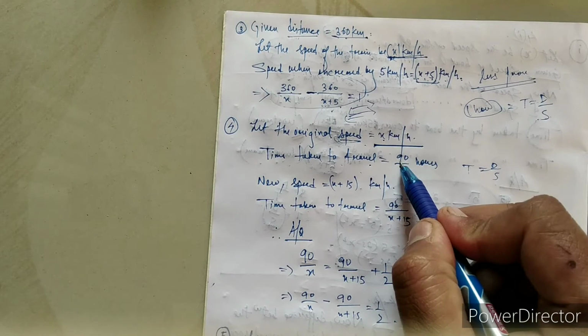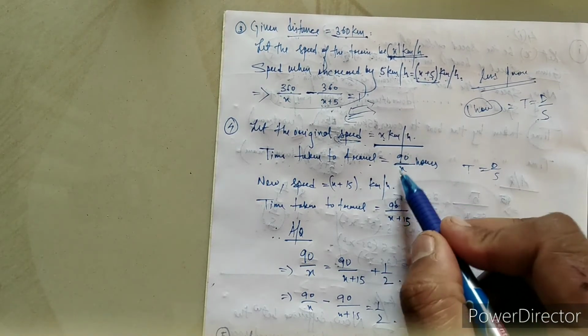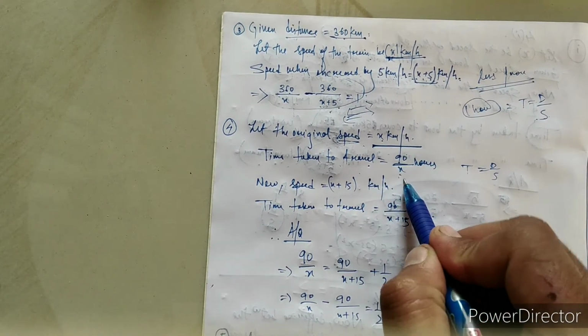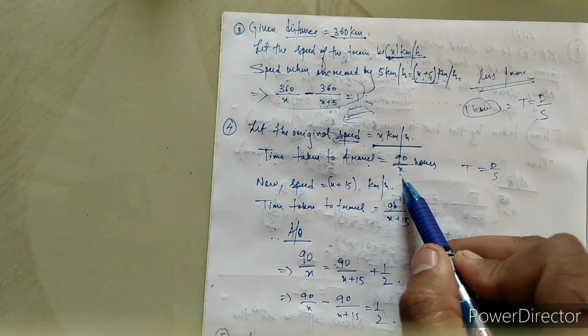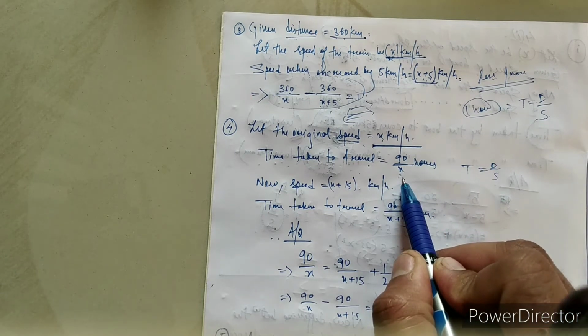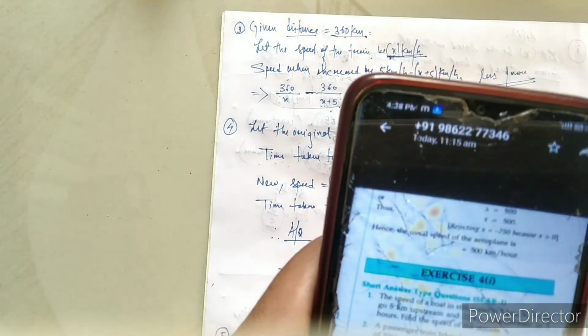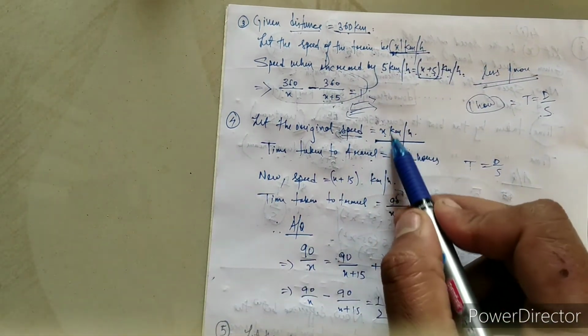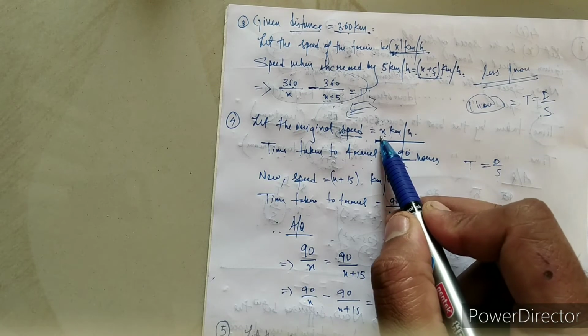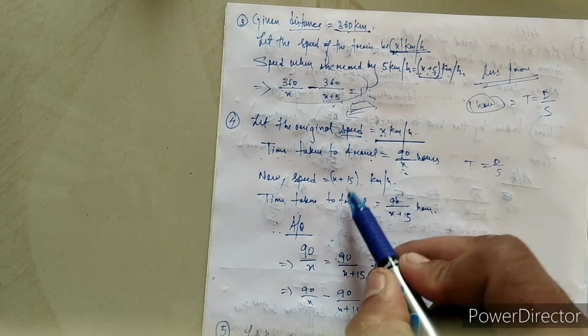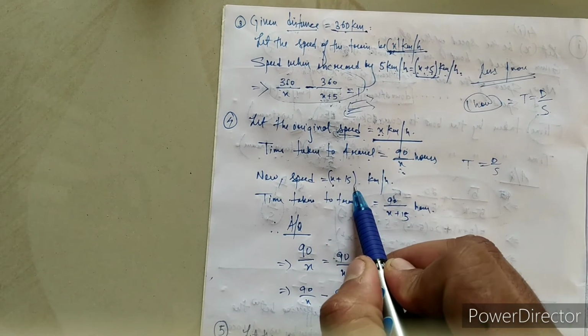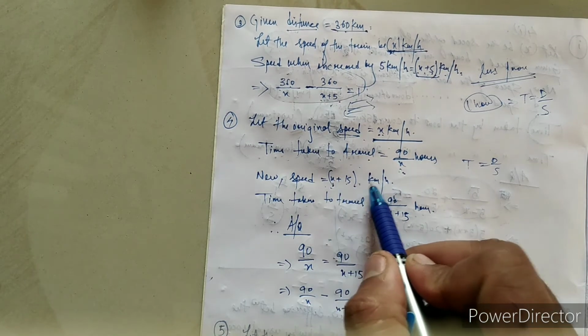So distance is 90, speed is x, so time is equal to distance by speed. So time I got is 90 by x. Now one more thing is there in question number 4: had the speed been increased by 15 kilometers more. Normally, at the initial position, the speed was x kilometer per hour. Now at the final position it is increased by 15, so x plus 15 kilometer per hour.